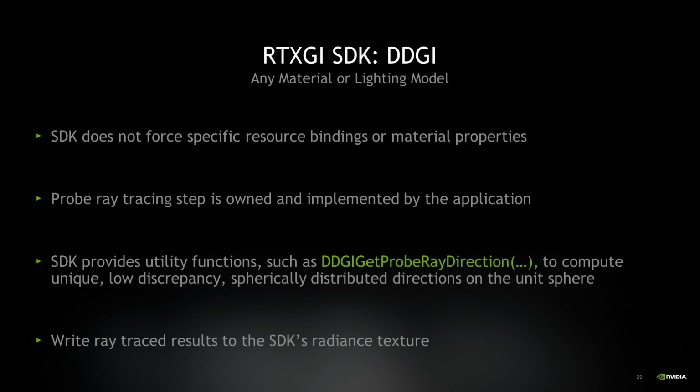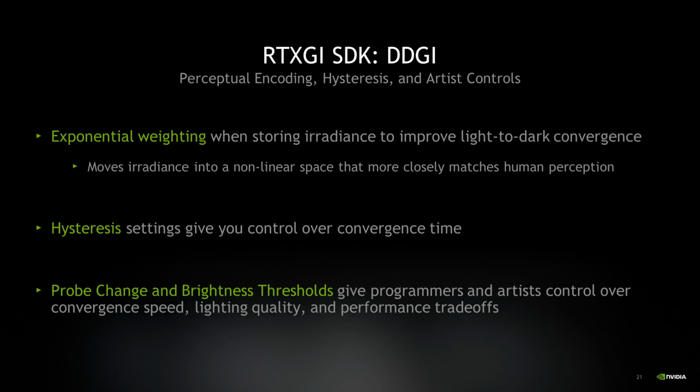the probe update step. To improve light to dark convergence times, we've stored irradiance with exponential weighting. This moves irradiance into a nonlinear space that more closely matches human perception and also makes it possible to use a smaller texture format when storing irradiance. We expose hysteresis settings to give you control over the influence of newly traced rays when updating probes, ultimately giving you control over how quickly the indirect lighting will converge to the correct result.